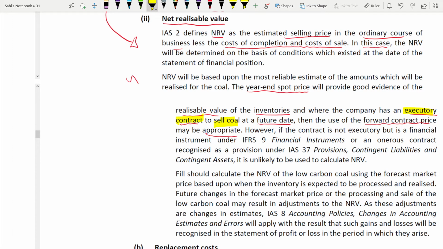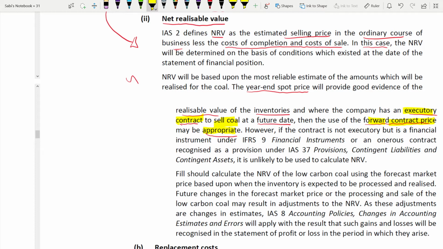But to know more details, please go through my IFRS 9 videos, the lecture on embedded derivatives and derivatives. So this is a contract you are having, and the derivative you are using is the forward. If it is like that, then you have to use the forward contract price. This will be more appropriate when you are using the contract, because it's a fixed price. You will be selling at that price only in the future.